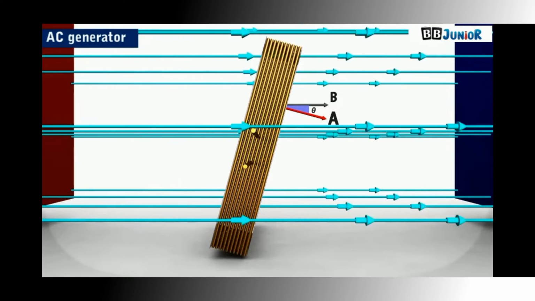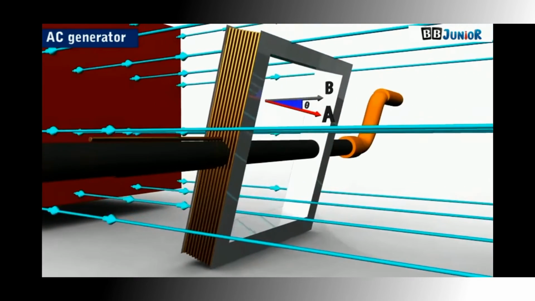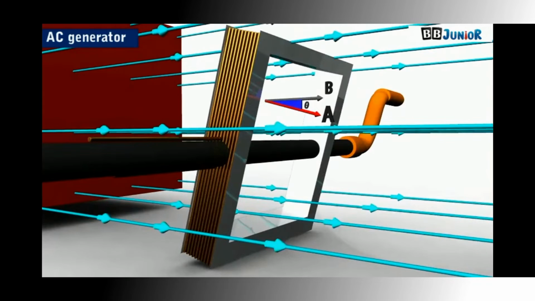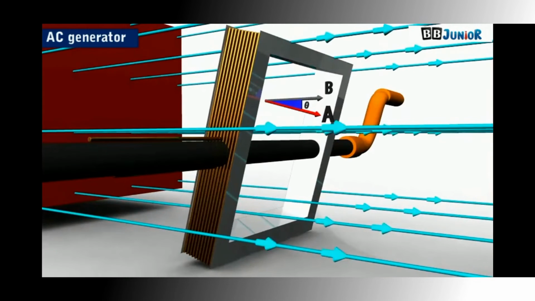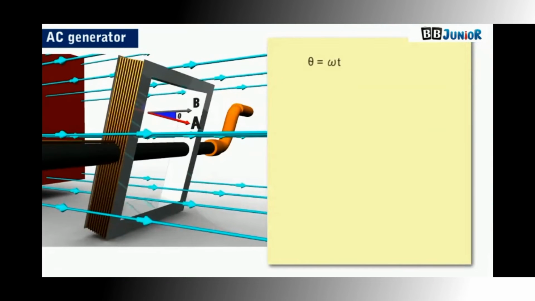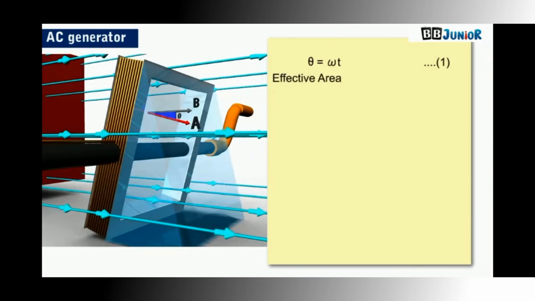time t. When the coil is rotated at a constant angular velocity omega, the value of theta at the instant of time t is given by the equation theta is equal to omega multiplied by time t. Let us label this as equation 1. The effective area of the coil, which is linked with the magnetic field, is A cos theta. From equation 1, it is clear that the effective area of the coil is a time-dependent function.